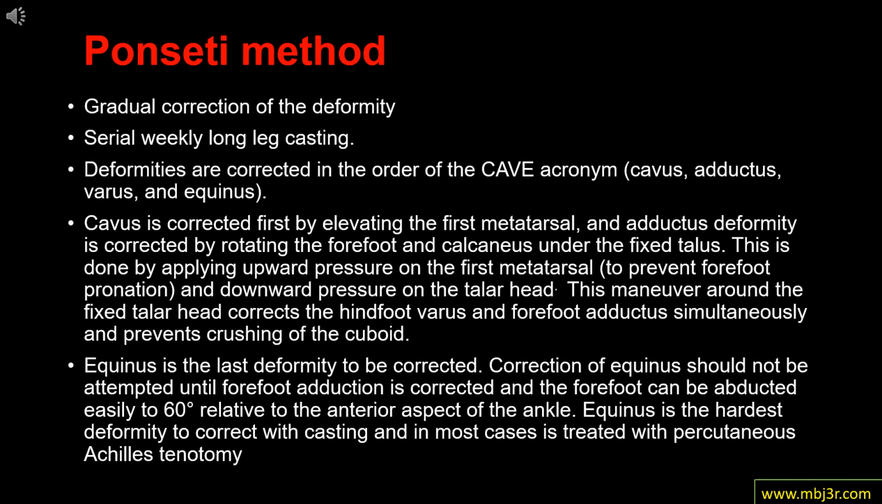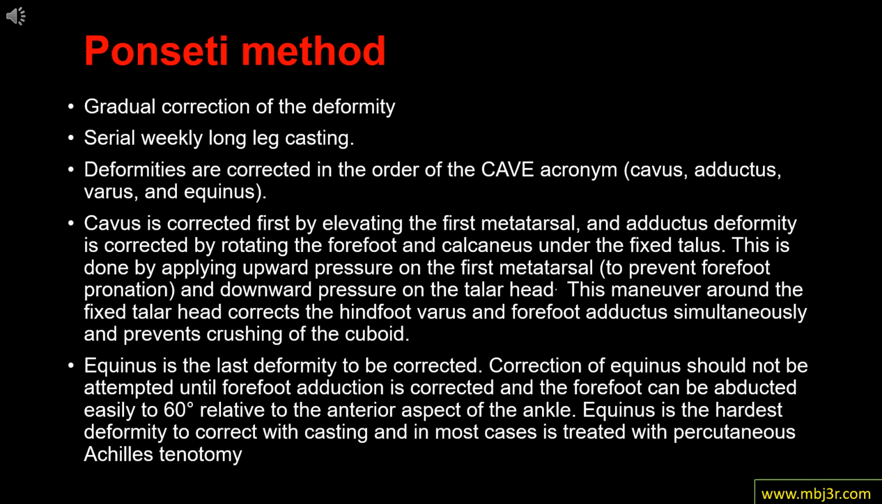Ponseti method. This method is based on gradual correction of the deformity with serial weekly long leg casting. The deformities are corrected in the order of the acronym CAVE. C for cavus, A for adductus, V for varus, E for equinus. In this order only we have to correct the deformity.